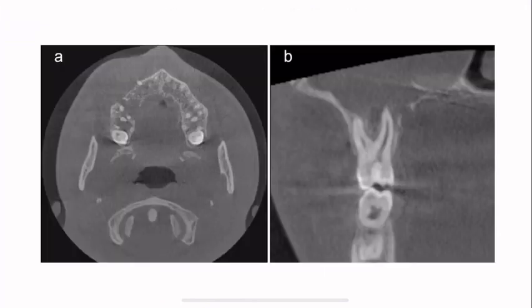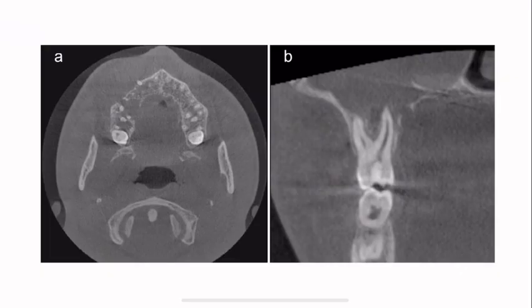CBCT showed destructive lytic lesions extending from tooth number 14 to 18 with lamina dura loss, root resorption, thinning and destruction of the maxillary sinus walls, and extension toward the nasal septum. Because the lesion had aggressive radiographic features, the patient was referred to the ENT department. Further imaging with MRI and CT scan was performed, followed by incisional biopsy.